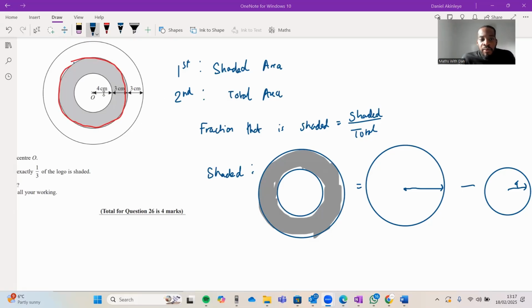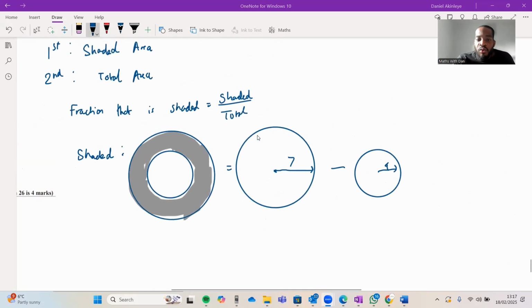Close. It's going to be 4 plus the 3, isn't it? It's going to be 4 plus the 3, which is going to be 7. So the radius for that one is 7. Does that make sense?